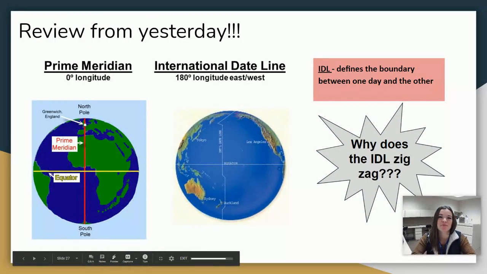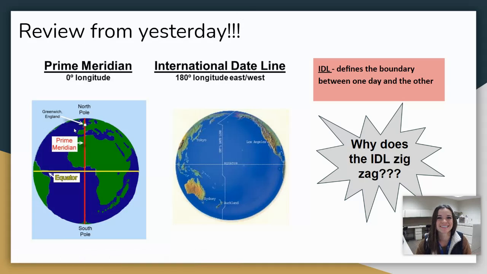So a little review from yesterday. Remember, the prime meridian is 0 degrees longitude. The equator is 0 degrees latitude. Latitude going east and west, longitude going north and south. All right, the international date line is at 180 degrees longitude, east and west.